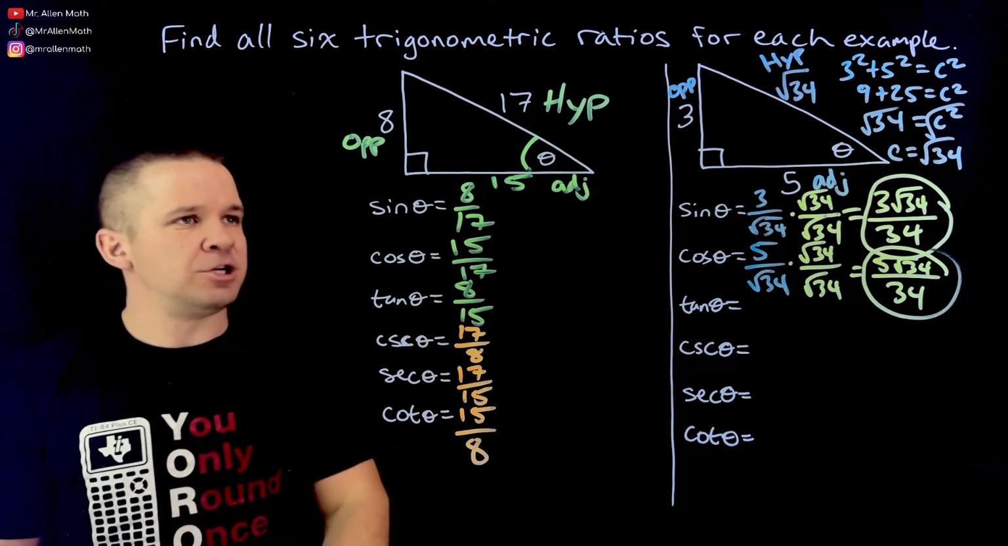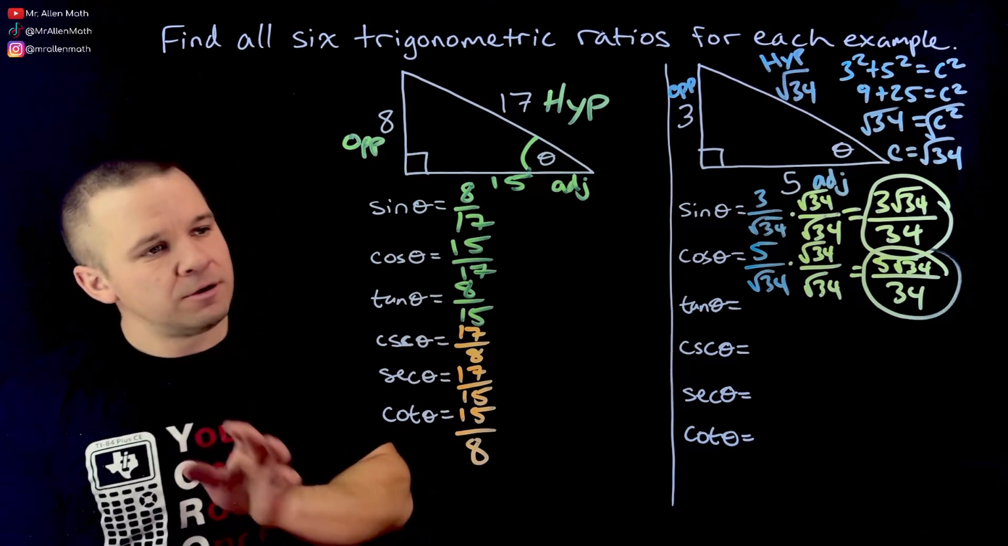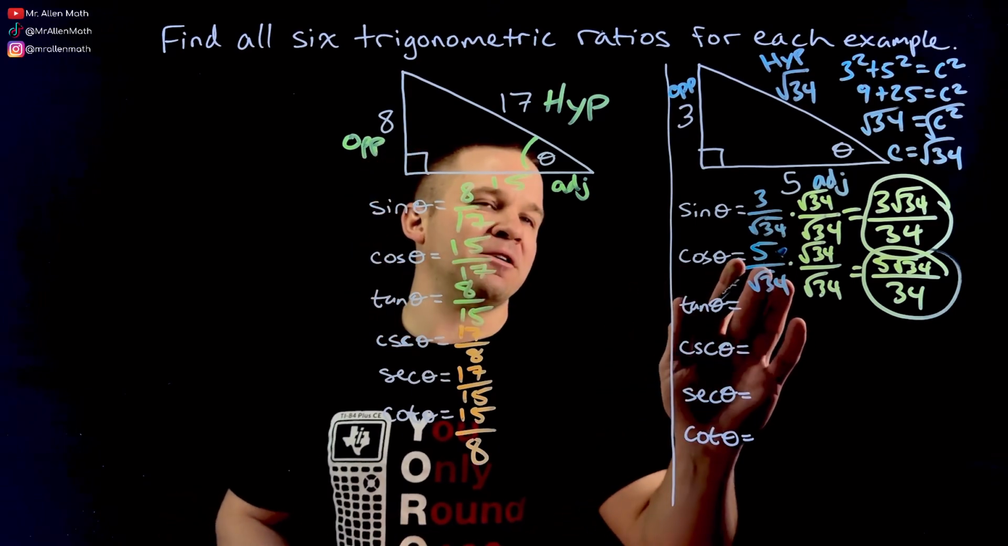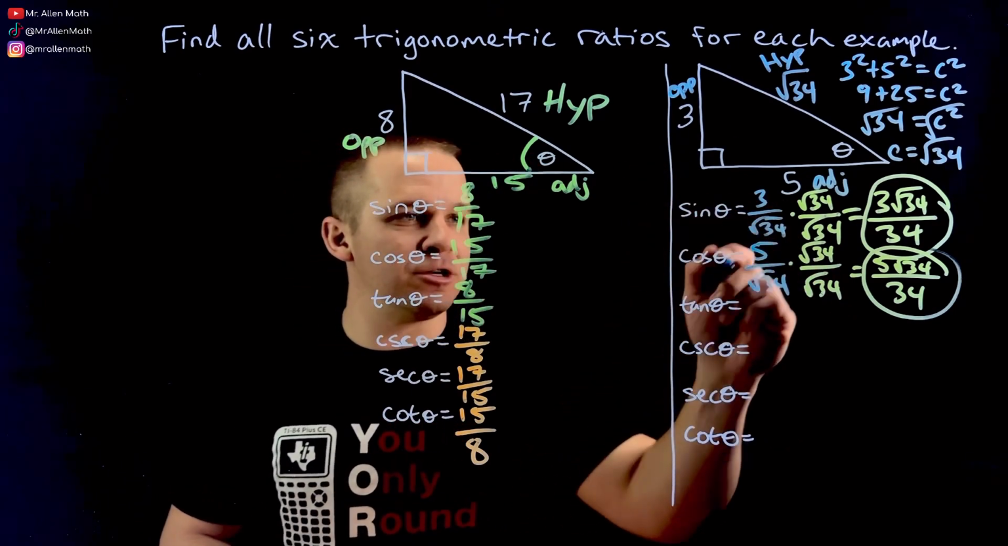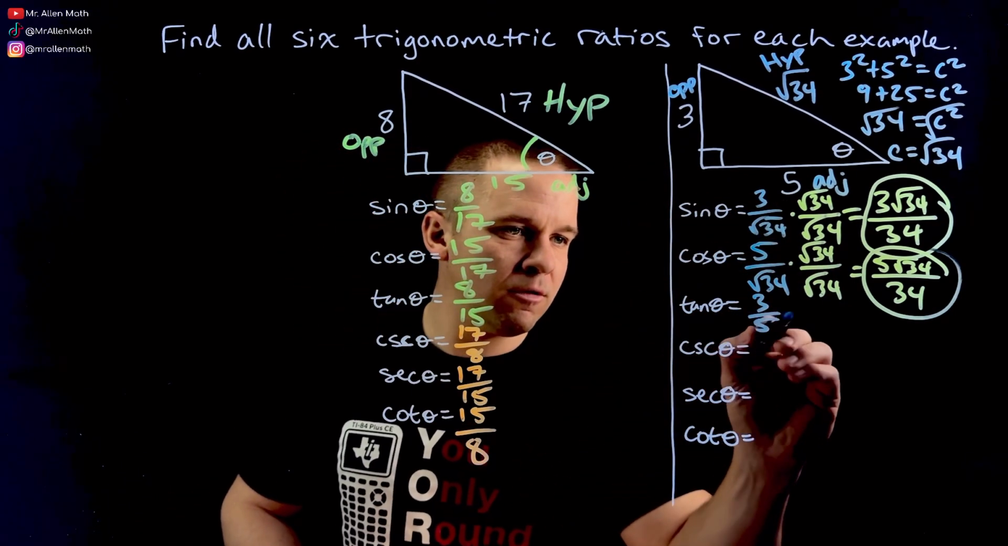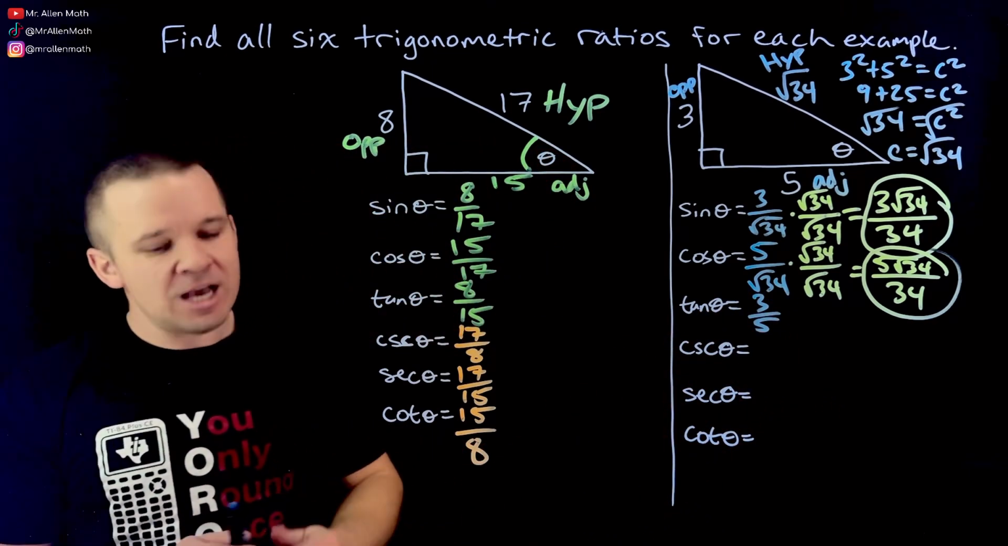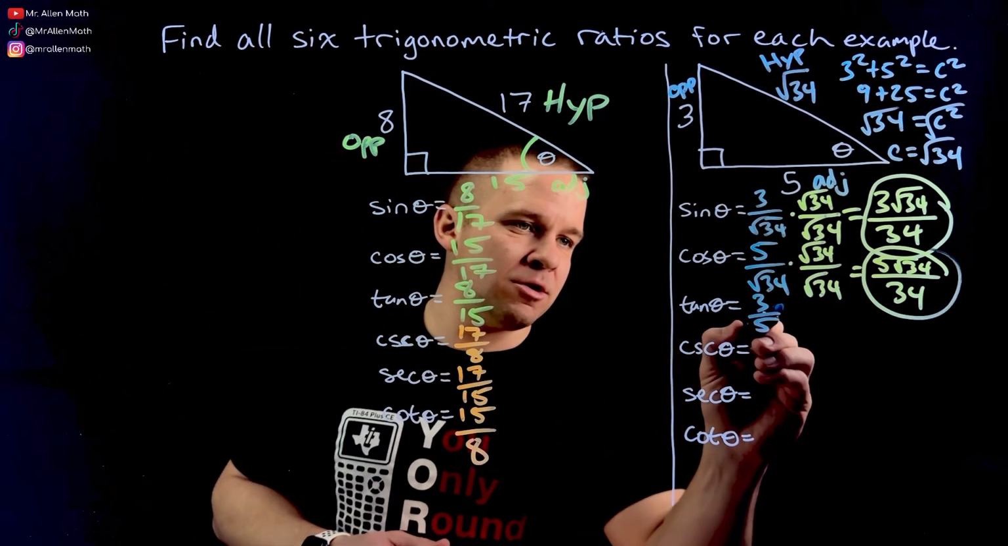All right. Tangent. Oh, thank goodness. No radicals in this one, guys. It's just going to be opposite over adjacent, so 3 over 5 for the tangent one. Yay! I'll circle that. It was so simple.